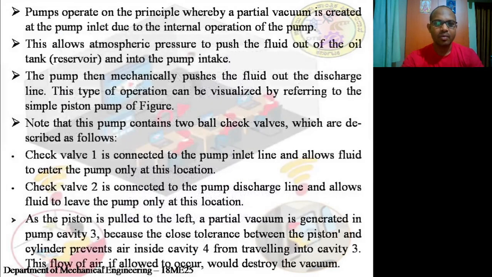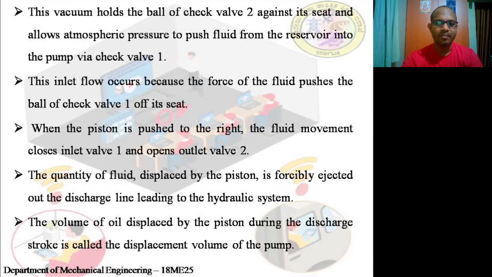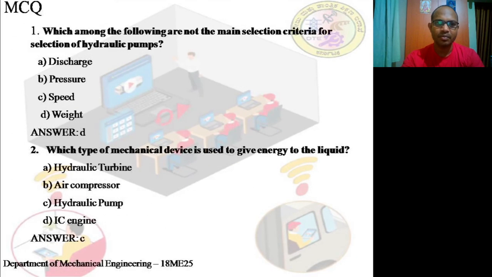Now regarding this operation, we have a few most frequently asked MCQs. Let me go through at least 3-4. Which among the following are not the main selection criteria for selection of hydraulic pumps? Based on the discharge, that is the quantity I have been repeating, non-positive displacement pumps are very good on the discharge, correct? Discharge is nothing but the amount of liquid discharged per second, that is meter cube per second. Based on that, we will select it, correct?